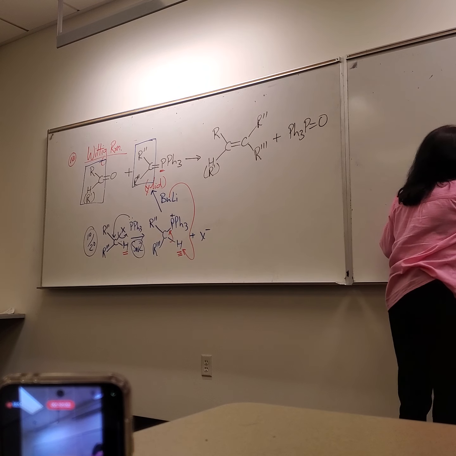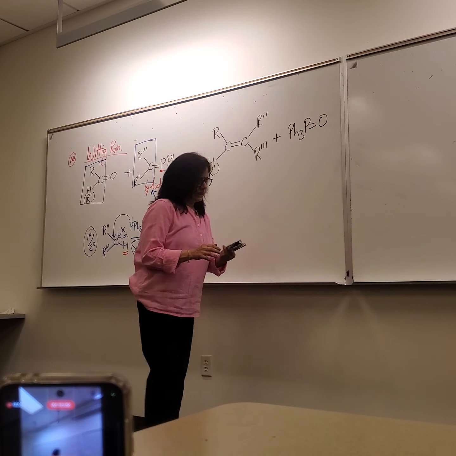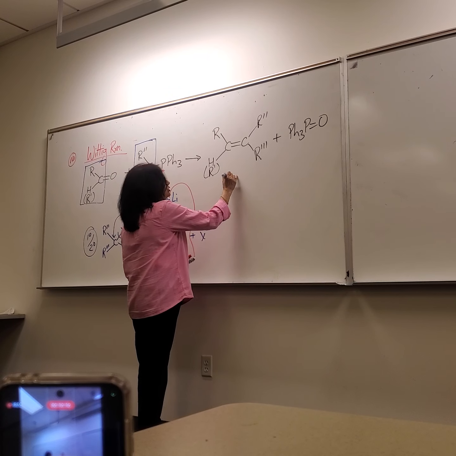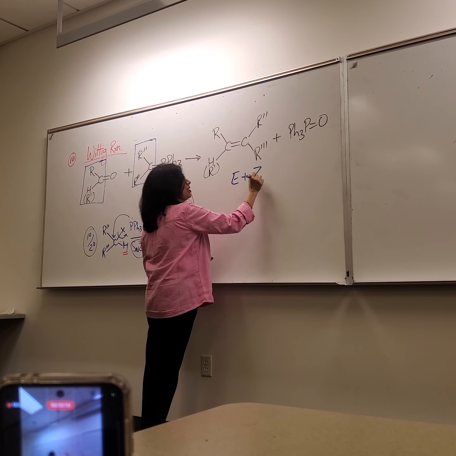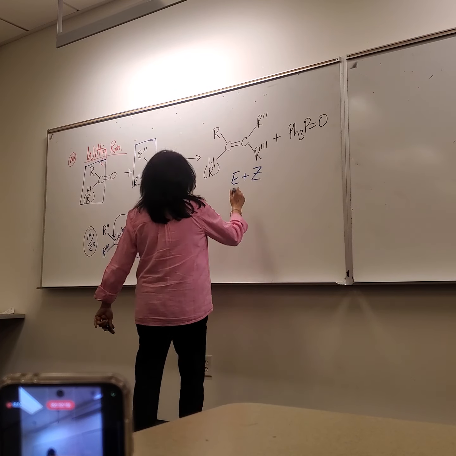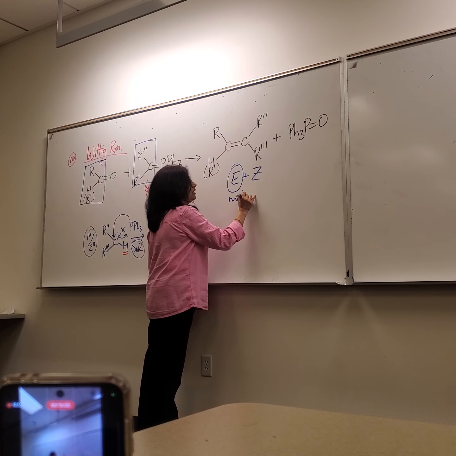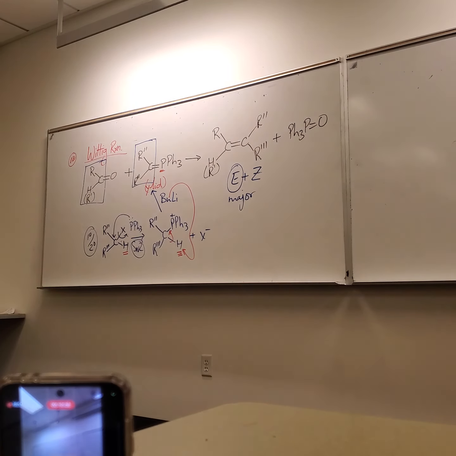E? Why? Because that's trans. Generally speaking, you know this, trans is more stable than cis is, which means you will get E and Z products. If that matters, you'll get both. But the expectation is that this would be the major product, just because the E alkene is more stable than the Z alkene. Sounds okay, everybody?